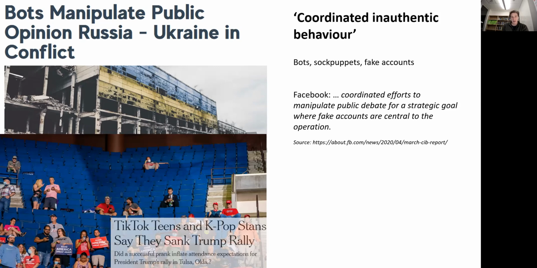Now, coordinated inauthentic behavior, we'll look at this in a little bit more detail later on when we look at what platforms are doing to address these problems. But I'll just say here that it's much easier for platforms to focus on things like user behavior, bot detection, and those kinds of things to address problems than to look at the online content itself.